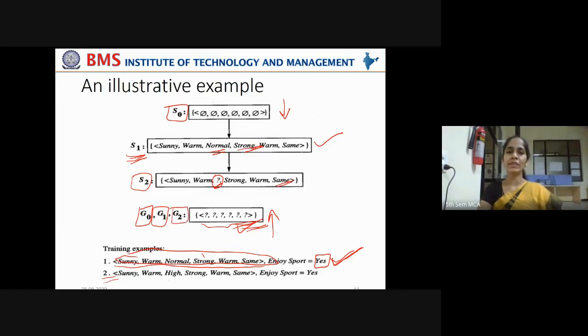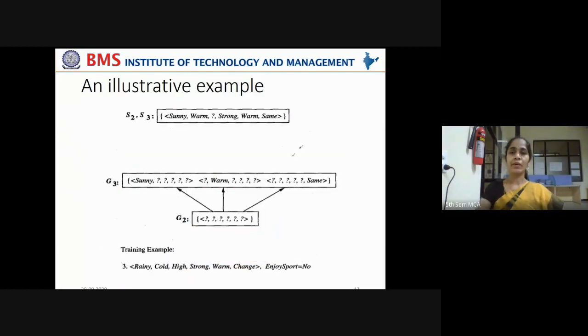G1 and G2 also didn't have any changes, but S1 and S2 are modified. Did you observe? The general hypothesis covers all the training examples, but the specific hypothesis is not covering the training examples. That is why we modify it whenever an S label is encountered. Now come to the next step, where we stopped in the previous step at G2, and in this step at S2. Now take the third training example.